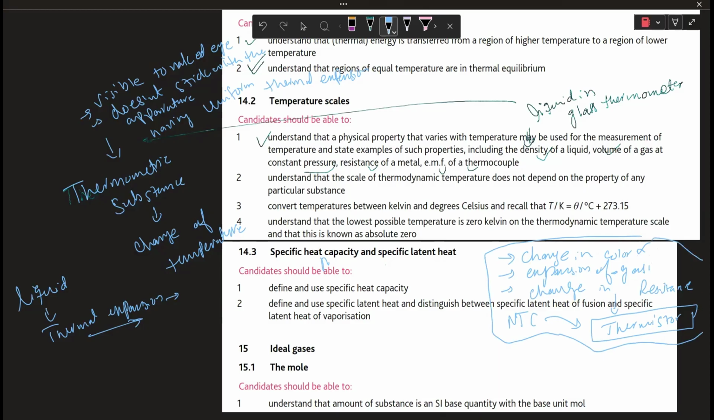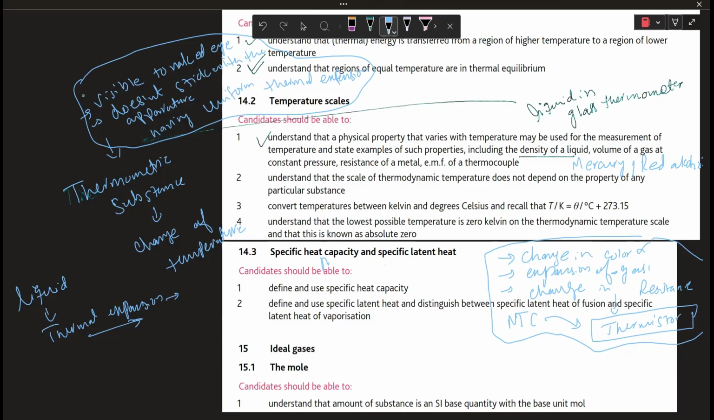So if we go with this factor, the first thing, including the density of liquid, we know that we use mercury or liquid in red alcohol for the liquid in glass thermometer. Mercury and red alcohol, because what is the reason? Because they fulfill all these properties. And why do we not use liquid water for that? Because its density is much less as compared to mercury and red alcohol.